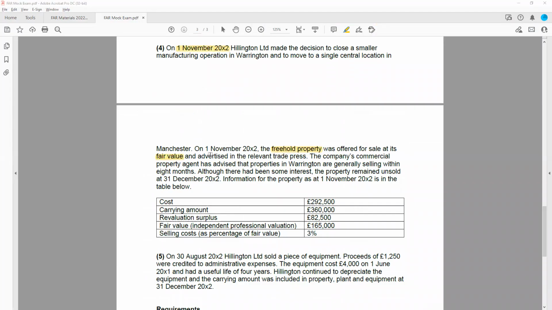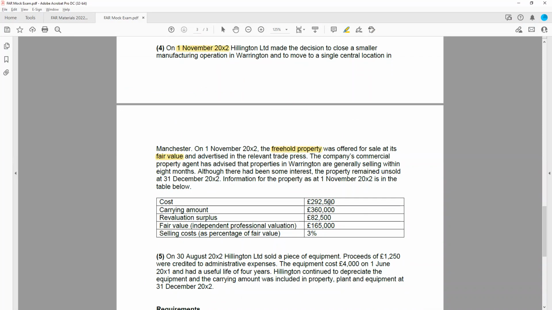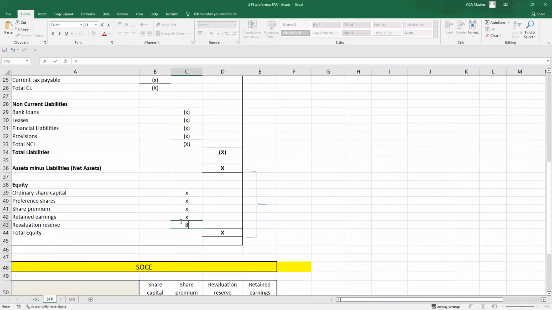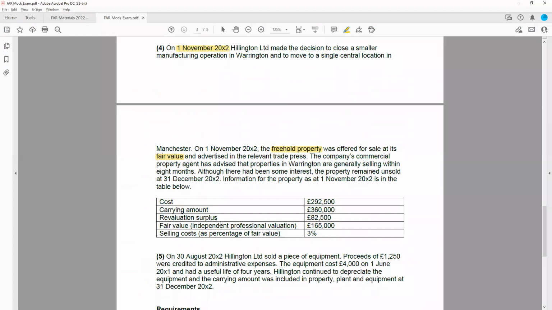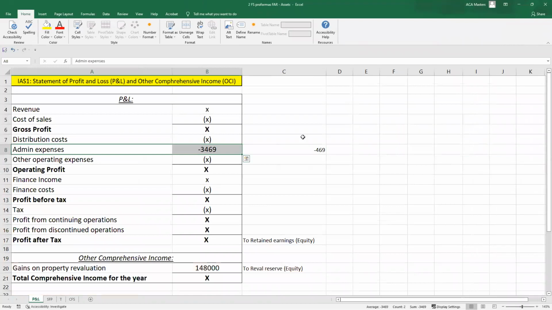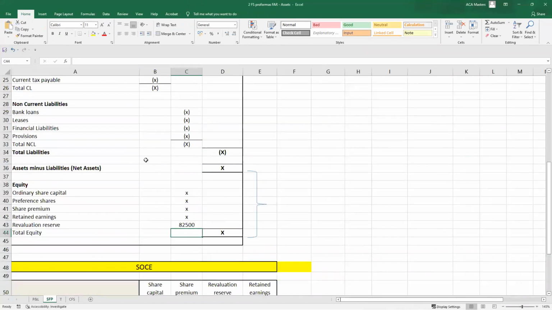So on our SFP, we've got this property of 360k. That was its original cost. Now we're told in the revaluation reserve, there's 82,500. So there must have been some revaluations in the previous year. So it must have gone up in value in previous years, and this is built up. So the asset is increasing in value. That's gone through OCI and accumulated in here.